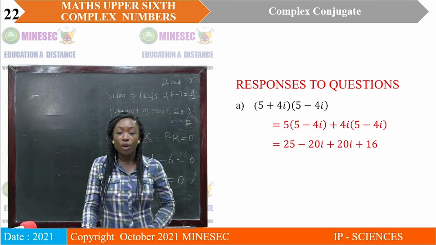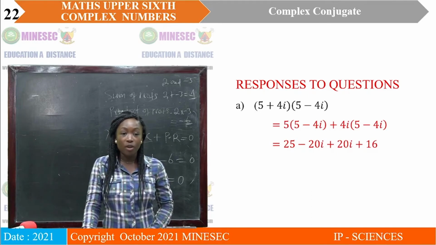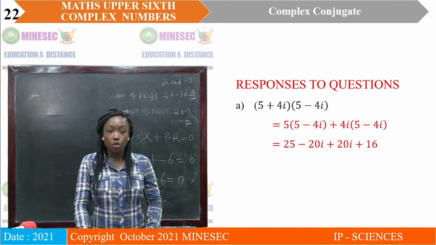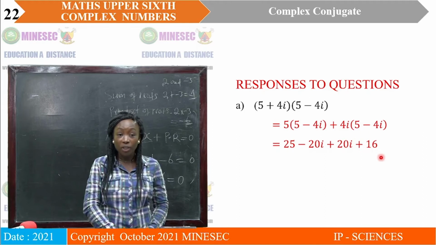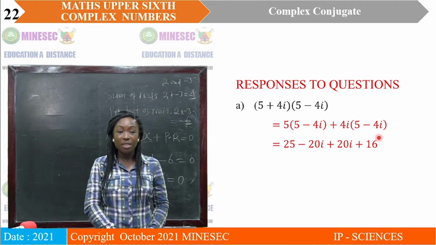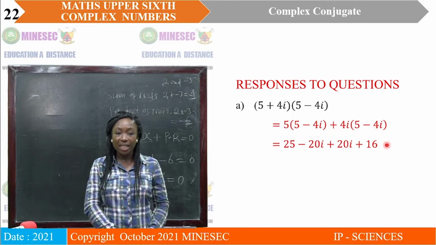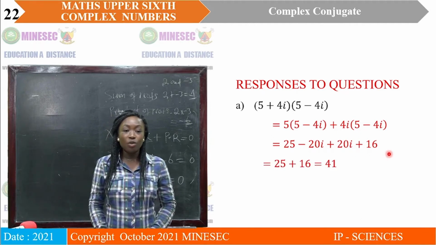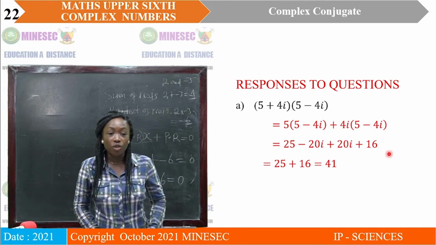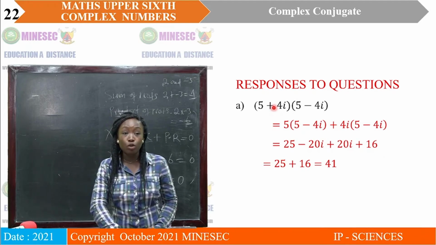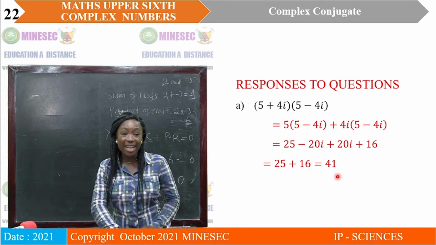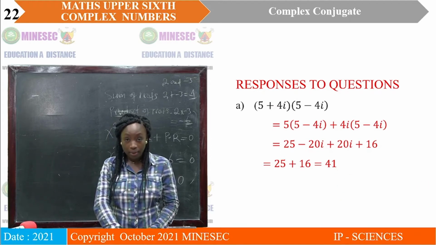And so carrying out that operation, we're going to have 25 minus 20i, plus 20i plus 16. I hope we understand why we have positive 16 here, because we have 4i times negative 4i, giving us i squared, which is negative 1. Negative 1 times negative gives us positive 16. And so the result there will be 25 plus 16 equal to 41. So you discover that we started by multiplying two complex numbers and we are ending with just a real number.